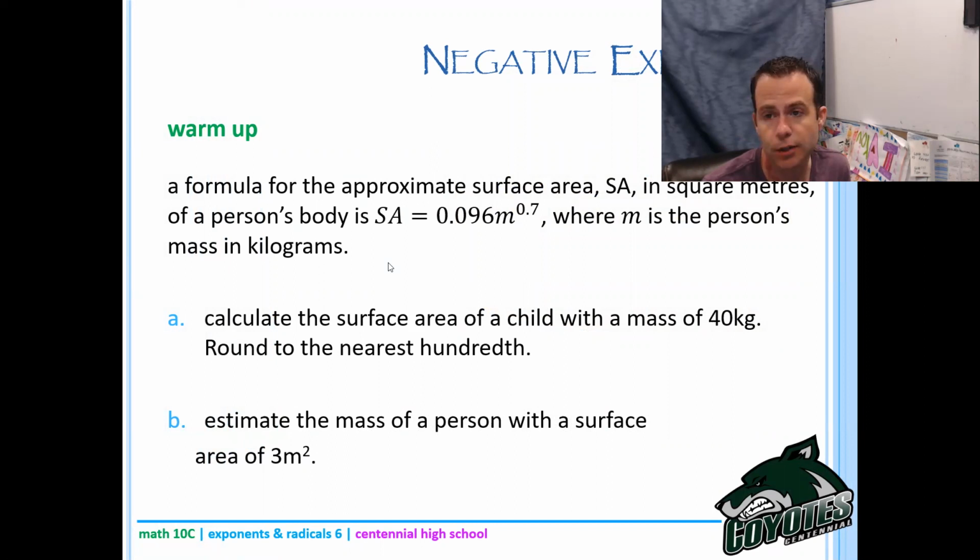Quick little warm up for you. You can take a look at this on your own time and just see what you think. I'm going to post the answers here in a second, so if you want to try it by yourself, just put a pause. You would have gotten a surface area around 1.27 meters squared for the first A part there, and then a mass of close to 137 kilograms for the B part.